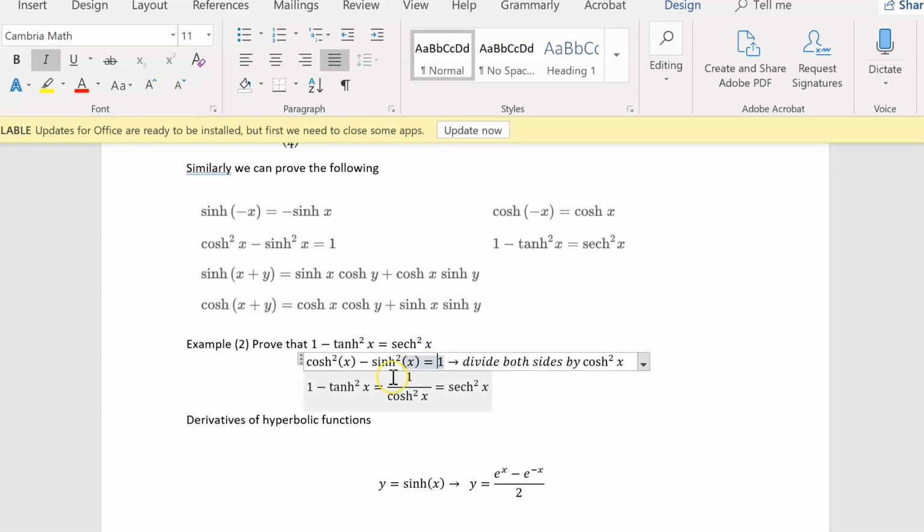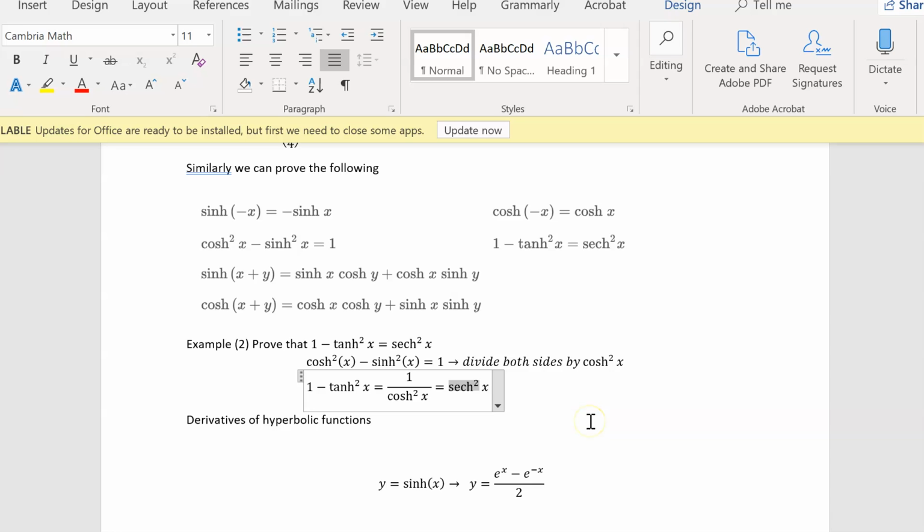That's the left side, and then you go to the right side and you divide 1 by cosh squared x. But 1 over cosh squared x is equal to the hyperbolic secant squared x. So really in the end you get the equation 1 minus tanh squared is nothing but hyperbolic secant squared. Once again, this is analogous to the result that we have in trigonometry, that 1 plus tangent squared is equal to secant squared x.